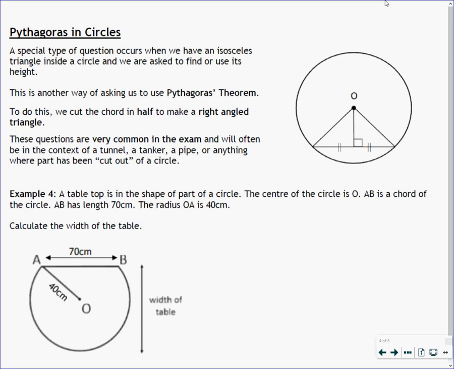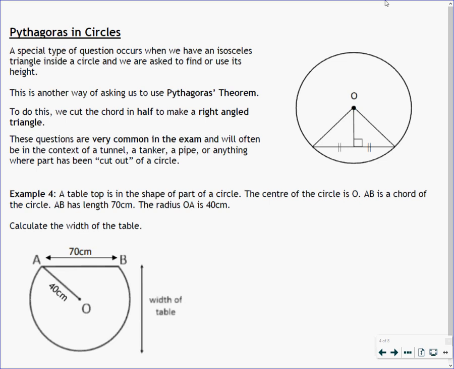Now, I'll start off by saying the most important thing that we can know in any circle question is always going to be the radius. If you know the radius, you can do anything with that. Because like I said in the previous video, if you know the radius, you can make isosceles triangles, which you can then make into right angle triangles.